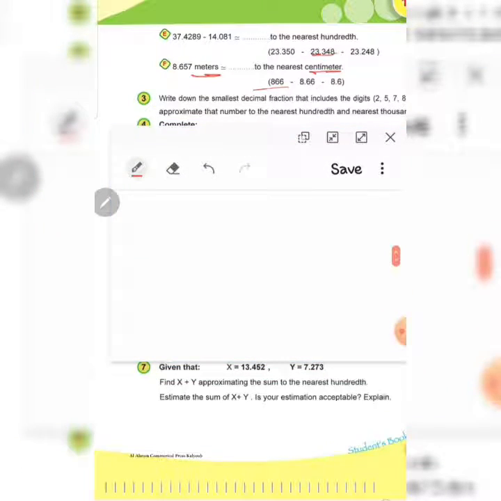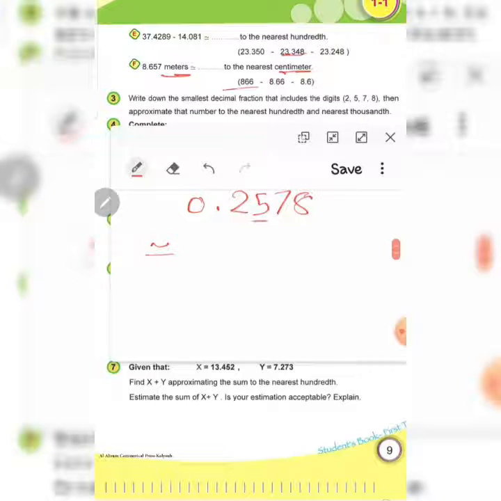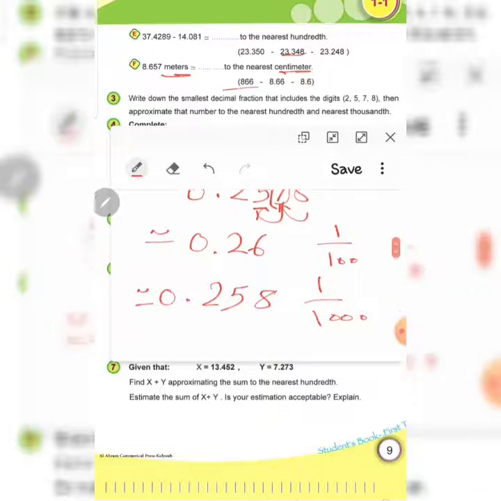Write down the number 3. Write down the smallest decimal fraction that includes 2, 5, 7, 8, then approximate it to the nearest hundredth and thousandth. To write, I must start with 0 point and ascending the numbers 2, 5, 7, 8. Approximate to the nearest hundredth. 5 is the hundredth. 7 will give 5. It will be 6, 0.26. If I want the nearest thousandth, 7 is the thousandth, 8 will give 7, it will be 8, and write the number. This is the nearest hundredth, and this is the nearest thousandth.